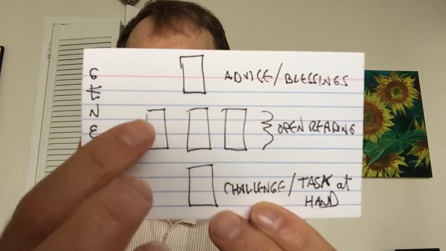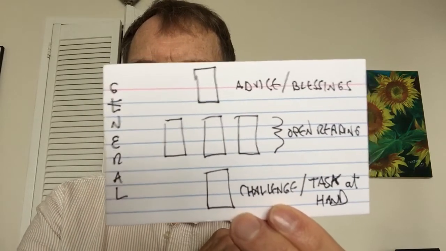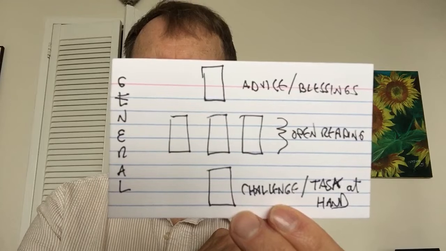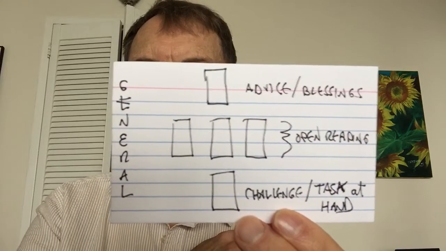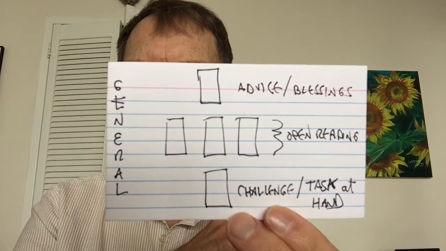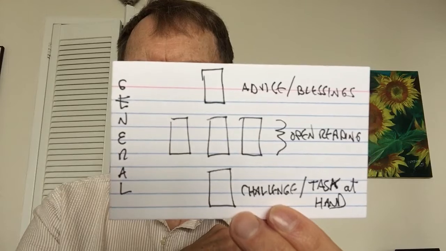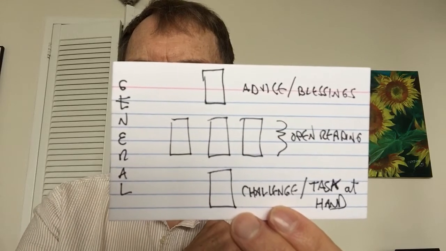There are 3 positions in the middle. That's considered an open reading. So, in fact, I said there are 3 positions when in fact there are no positions. In other words, they're not named as anything. You just read them like they were a story. How do they work together, the 3 cards, and see what you come up with.